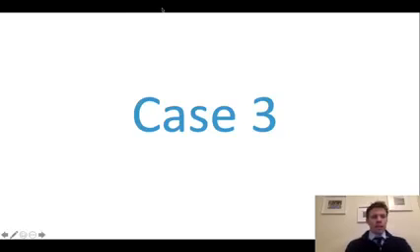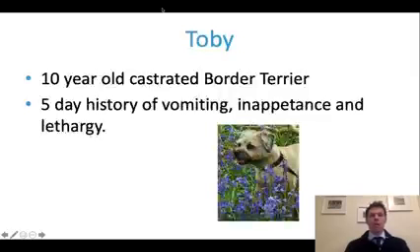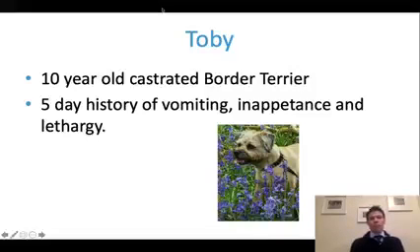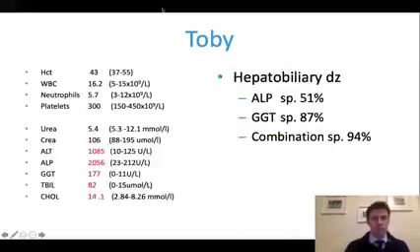So, final case, just to finish this talk off, is Toby. He was a 10-year-old castrated border terrier who presented with a 5-day history of vomiting, inappetence and lethargy. We're saying that each of these 3 cases presenting for jaundice, though they have different mechanisms by which they've developed the jaundice, have presented with quite overlapping clinical signs.